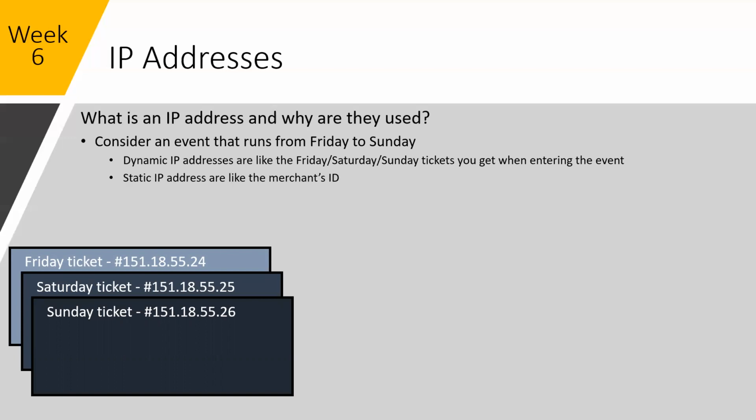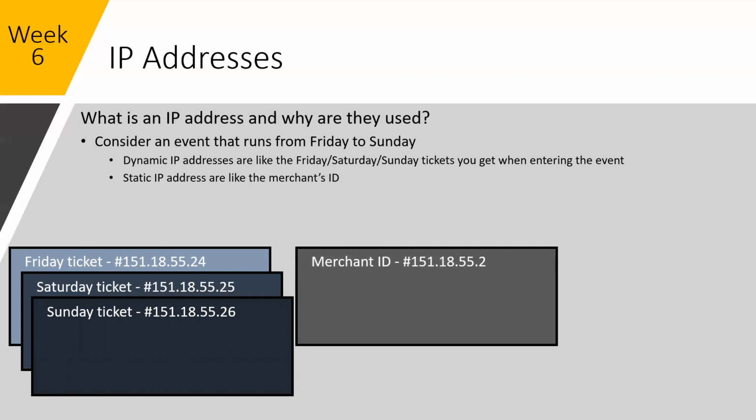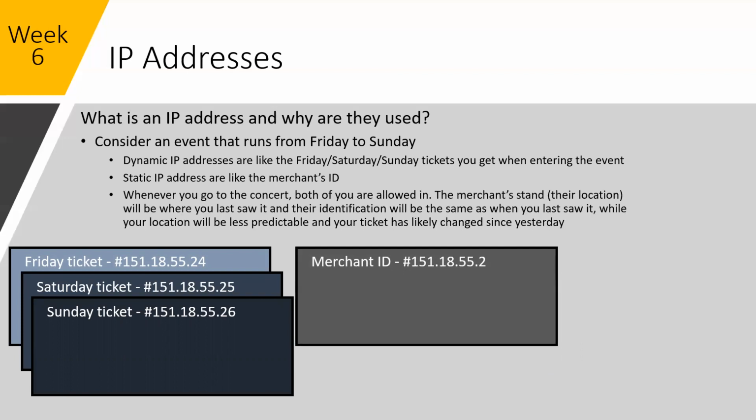The static IP addresses are like the merchant IDs, the tents. Whenever you go to a concert booth, the merchant's stand location will be where you saw it last. The merchants don't move because they have a static IP address. Your location, in this metaphor, would be less predictable. Your IP address can change just like your ticket number could change at this event. Does that make sense? It made more sense to me when I was reading through this.